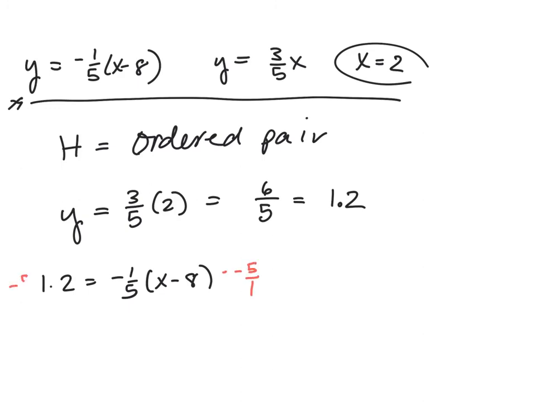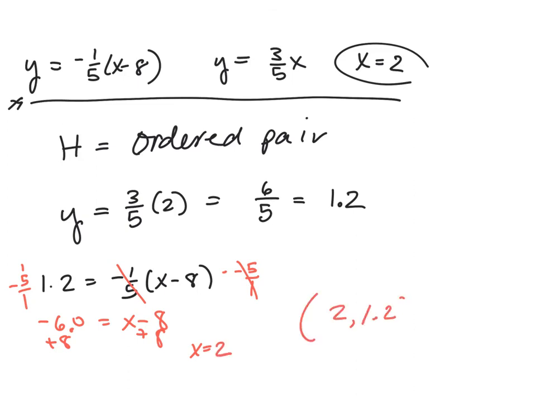-5/1, these cancel, and I'm left with, let's see, 5 times 2 is 10, 5 times 1 is 5 plus 1 is 6. So -6 equals 8 minus x, and adding the 8, I get x equals 2. So my ordered pair there is (2, 1.2). And if you go back to that original slide where we graphed them, that looks to be about right. The x value is 2, the y value is a little above 1, and it's perfect.